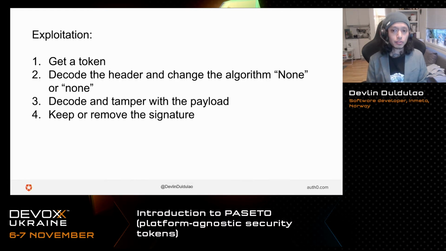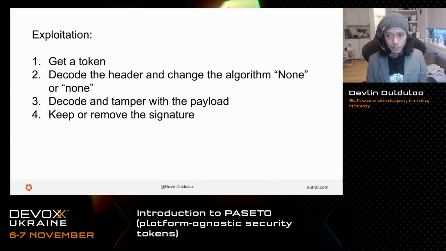How to do it? Get a token, decode the header, and change the algorithm to none. Then decode and tamper with the payload, and keep or remove the signature.